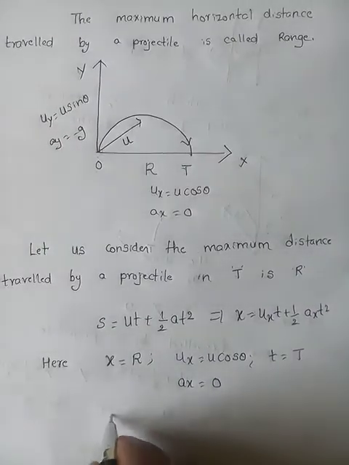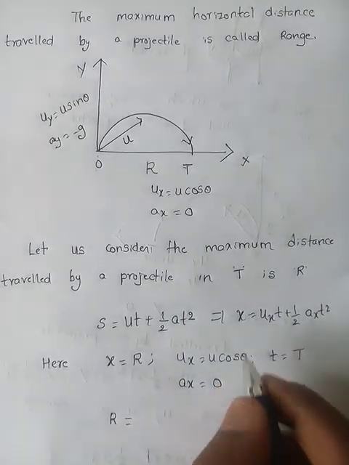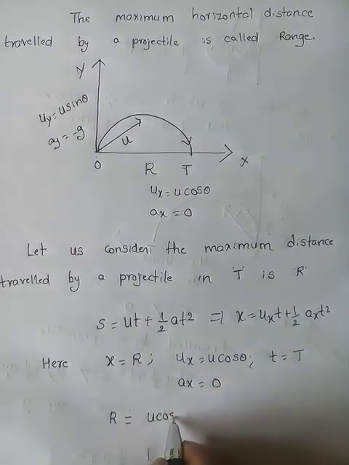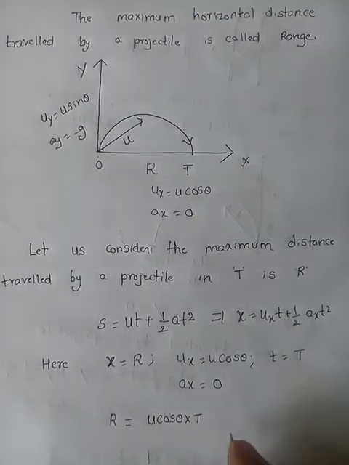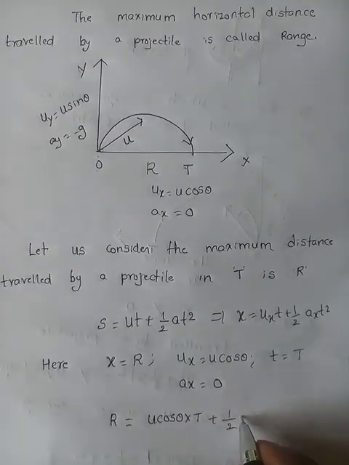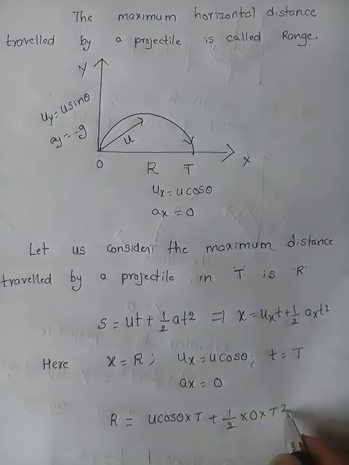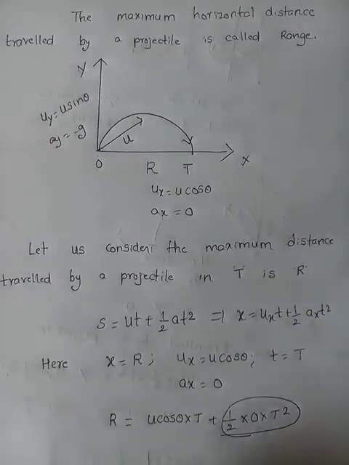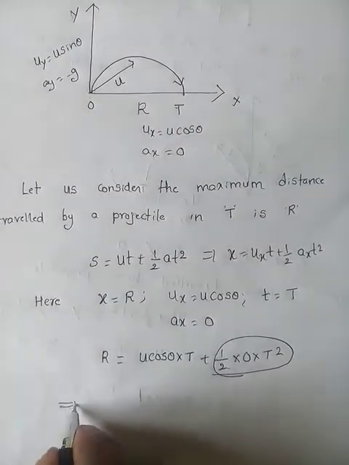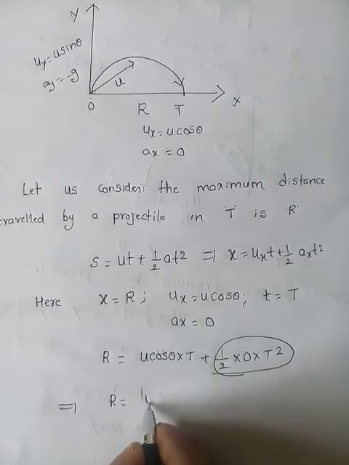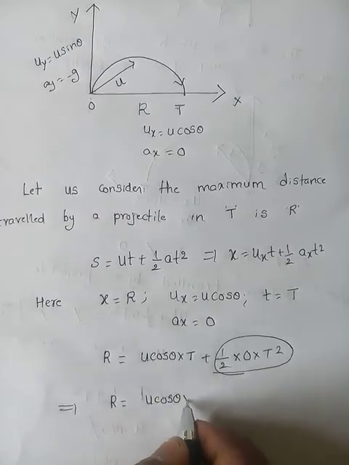Yes. Now substitute the values. R is equal to u cos theta into t plus half into 0 into t square. So this total term becomes 0. Now, we have already derived the time of flight.